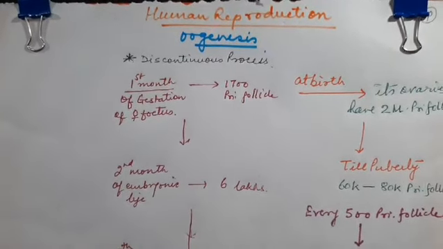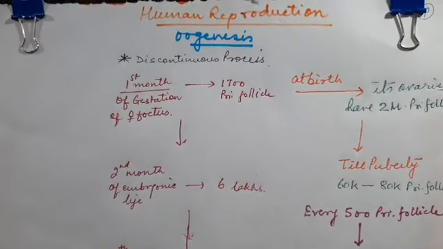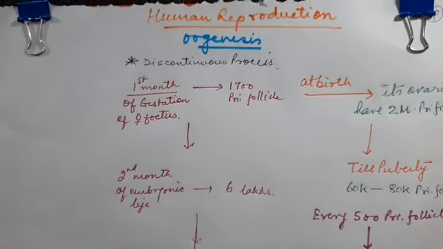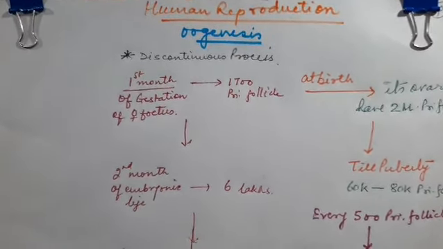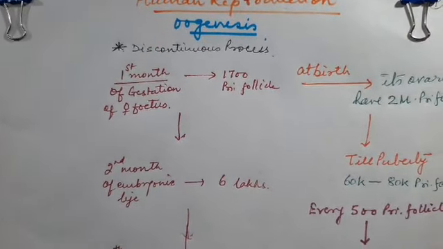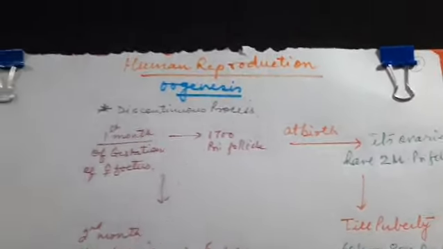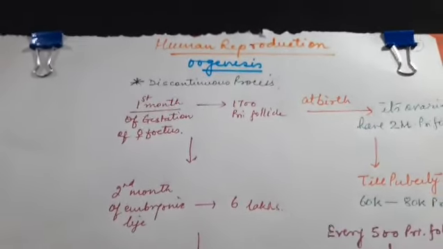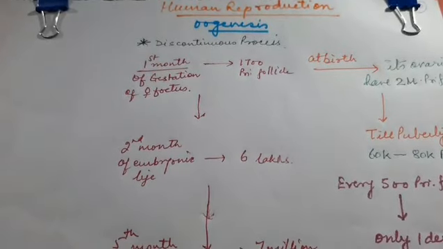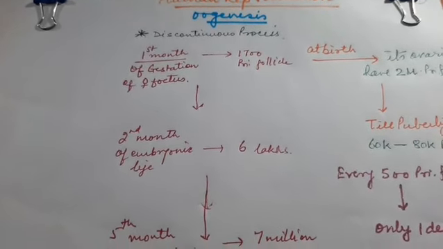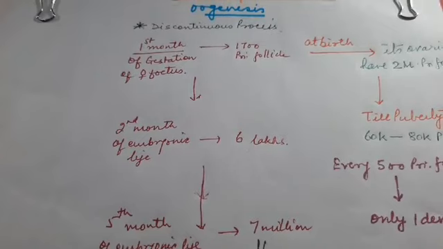Oogenesis is the process of formation of ovum or the egg, which takes place in females. This oogenesis is a discontinuous process, and it is discontinuous in case of humans. Now, what exactly is oogenesis? We will discuss later after all the steps of oogenesis.